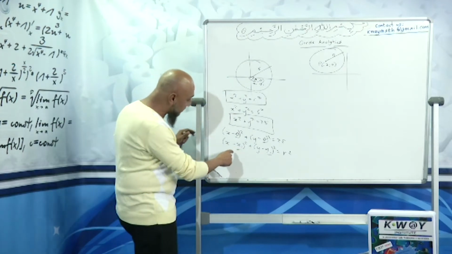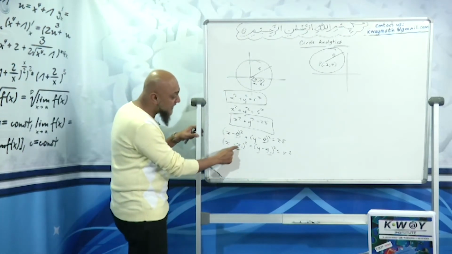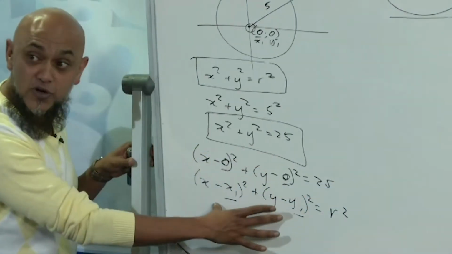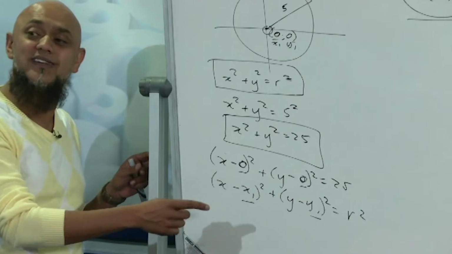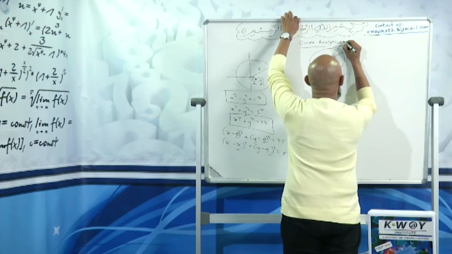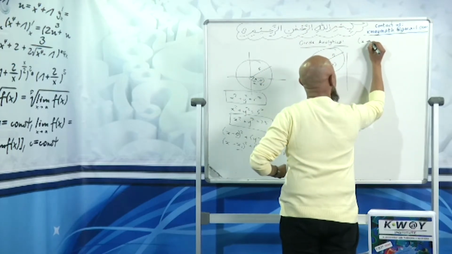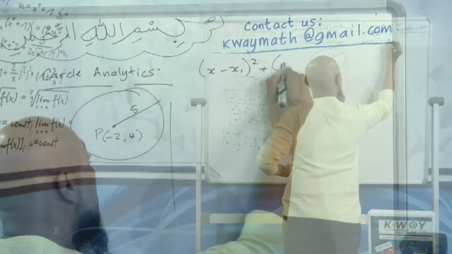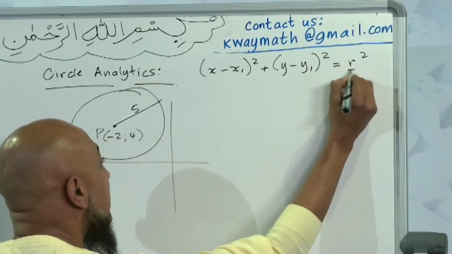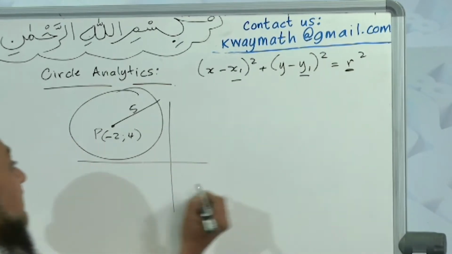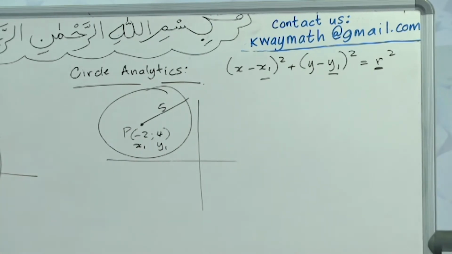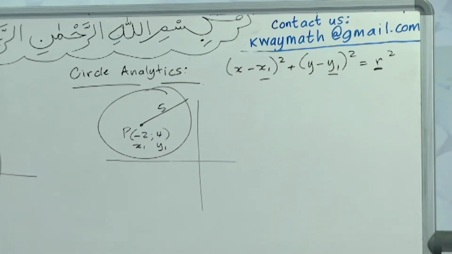Okay, so boys and girls, you would agree with me now that (x minus x1) squared plus (y minus y1) squared is equal to r squared is the general formula for the equation of a circle whose center is not at the origin. So now let's put the formula here. For circle analytics, your formula would now stand as (x minus x1) squared plus (y minus y1) squared is equal to r squared, where r represents your radius, and (x1, y1) would represent the center of your circle. So if that was given in the exam, it doesn't have to.